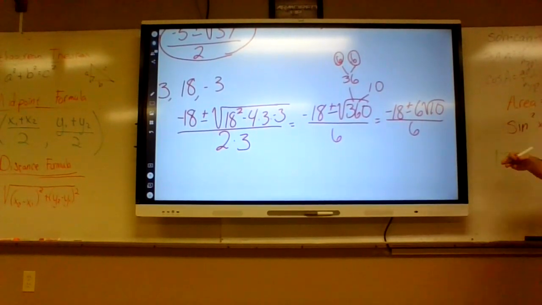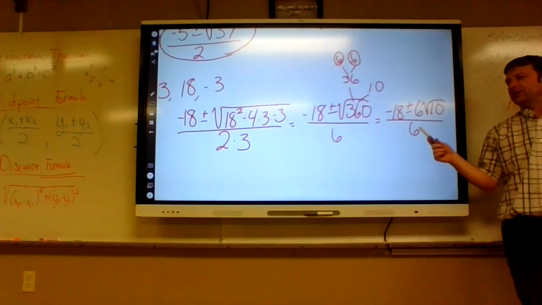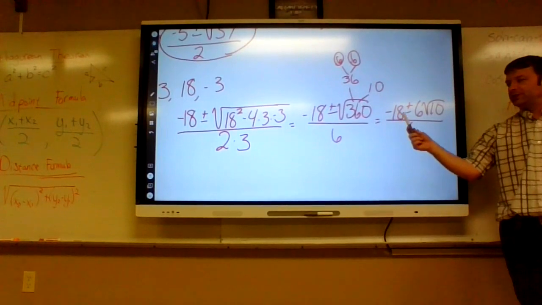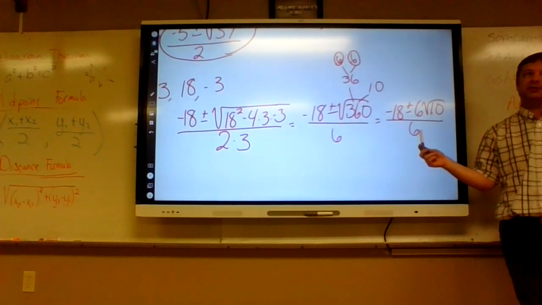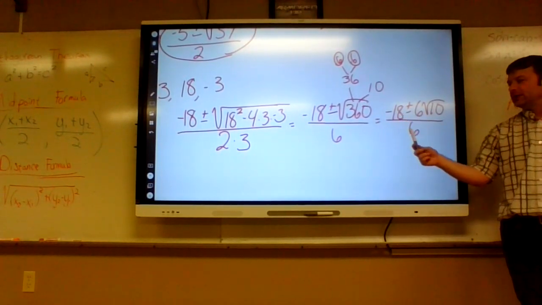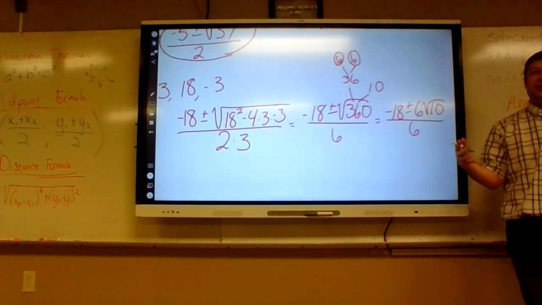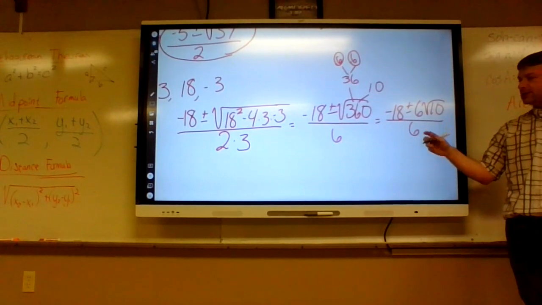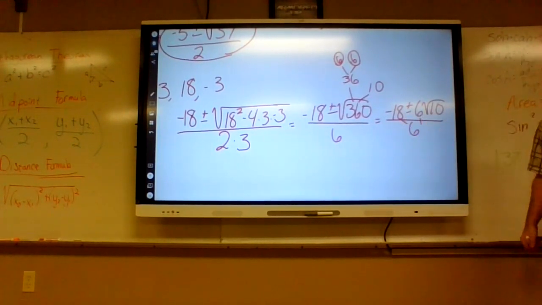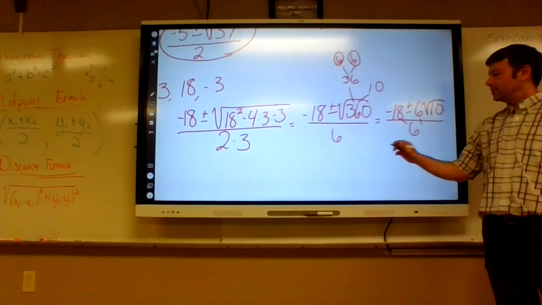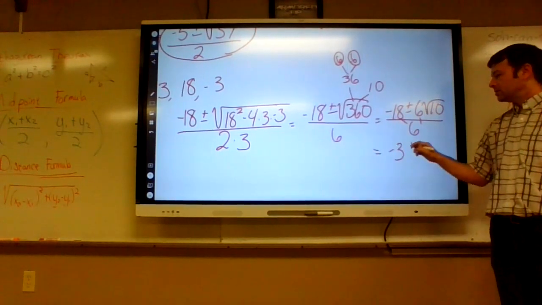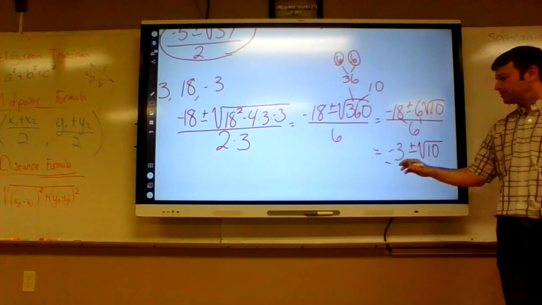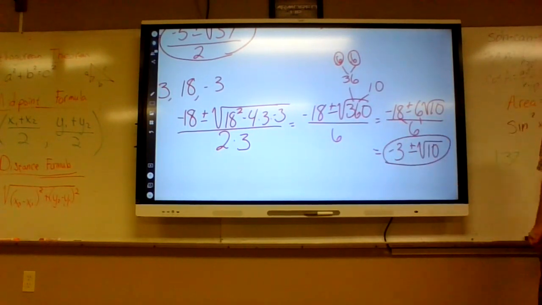You can. On this problem, both of these terms on top are divisible by 6. You guys see that? If you can divide them both, then it's okay, you can go ahead and do it. You can't just divide one, though. The whole thing is divided by 6, kind of like the distributive property. So it's just going to become negative 3 plus or minus square root of 10. That was very cool.